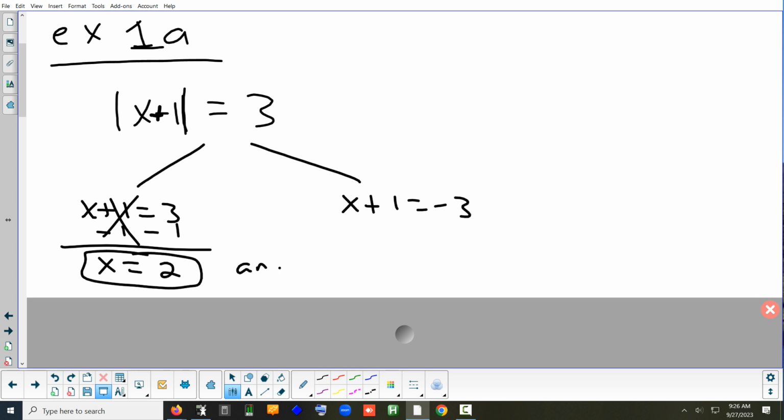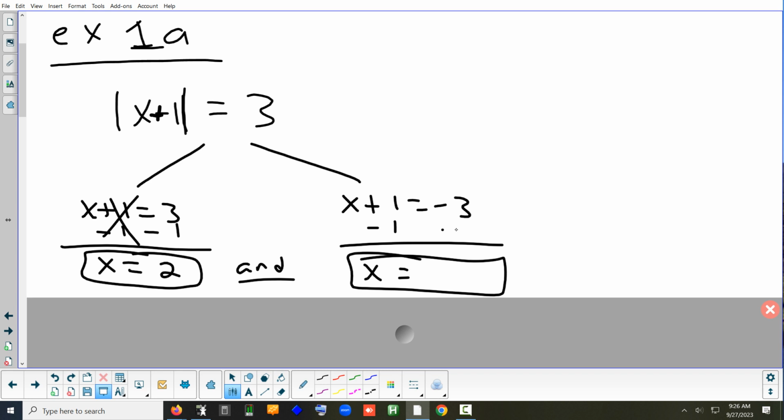Okay, and now we write our second answer. How are we going to get x by itself in the second equation? You subtract 1 from both sides. So plus 1 minus 1 is going to cancel out, and then we have negative 3 minus 1. And what does that give us? Negative 2? Negative 3 plus 1 would be negative 2.